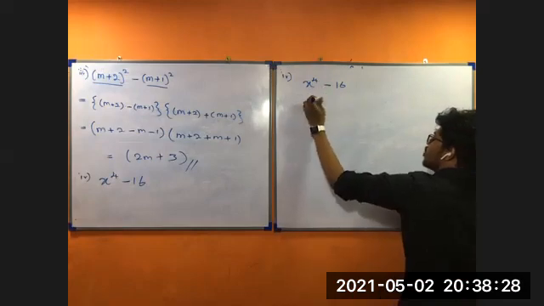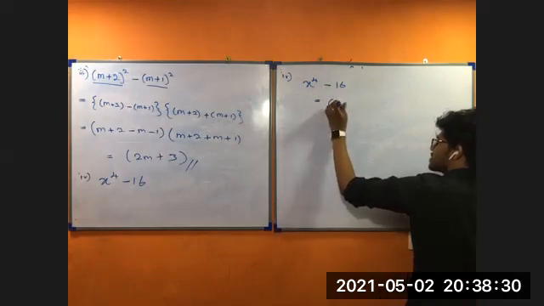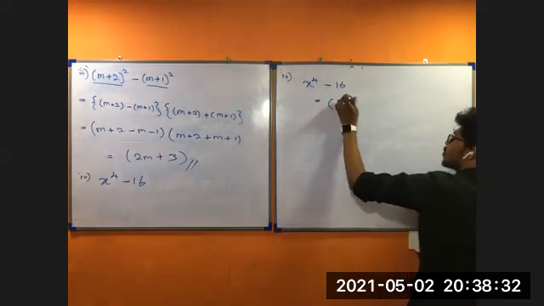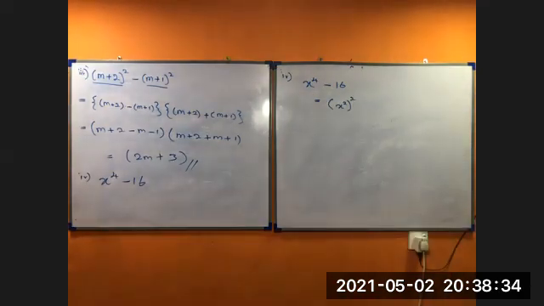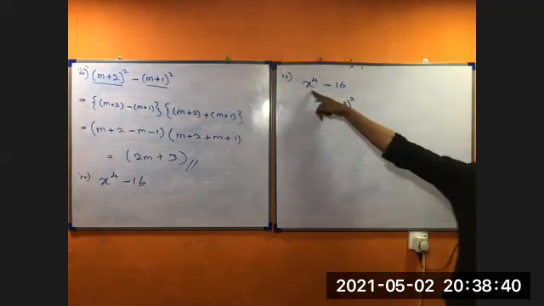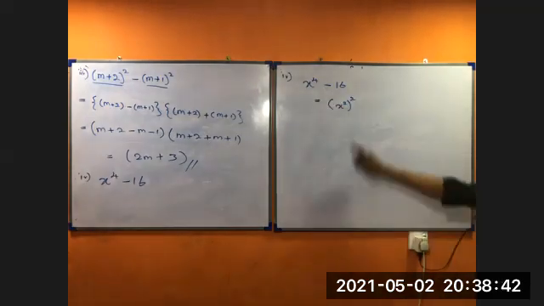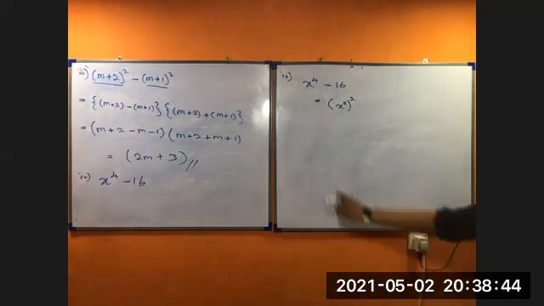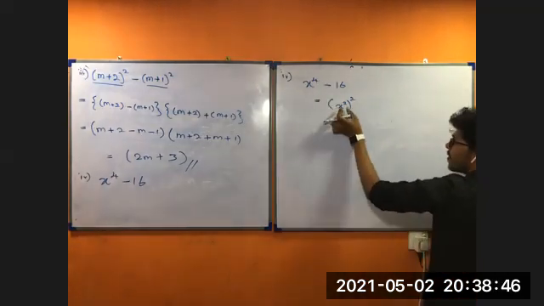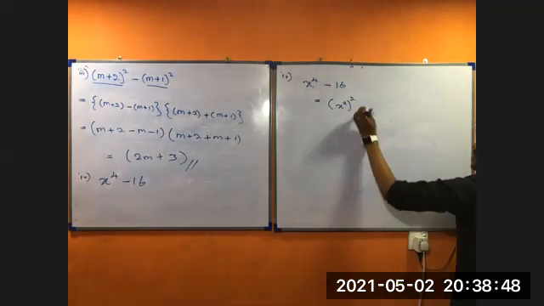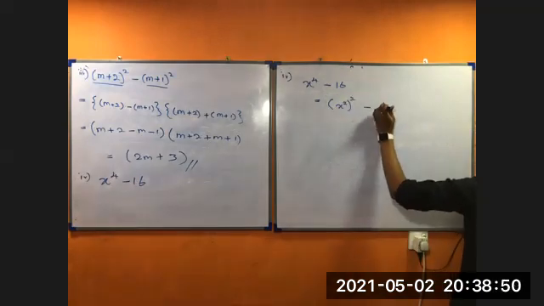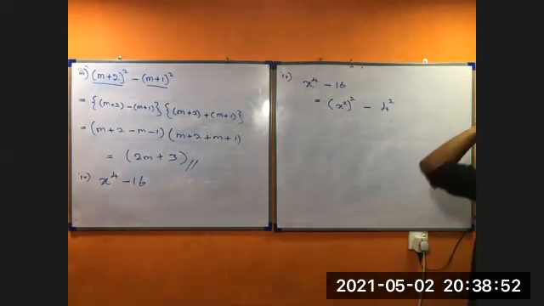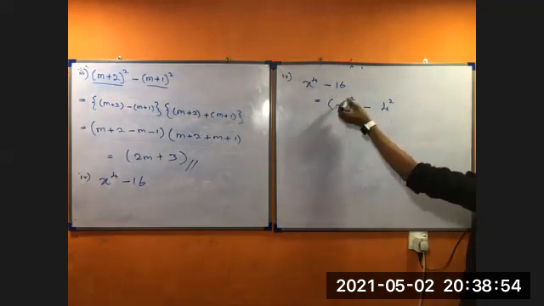minus 16. You can write this as x squared whole thing squared, isn't it? Right? X squared whole thing squared is going to give me x to the power 4, right? You understand this, right? Instead of x to the power 4, you can write x squared whole thing squared. Minus 16 means 4 squared. So now we have difference of 2 squares, right?